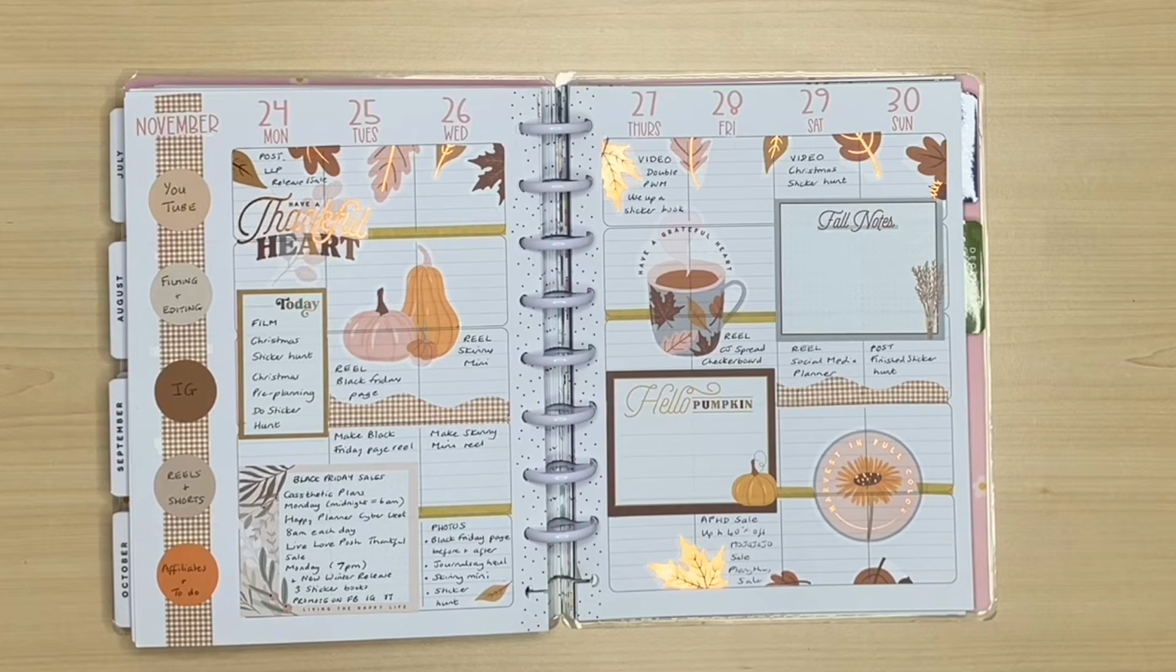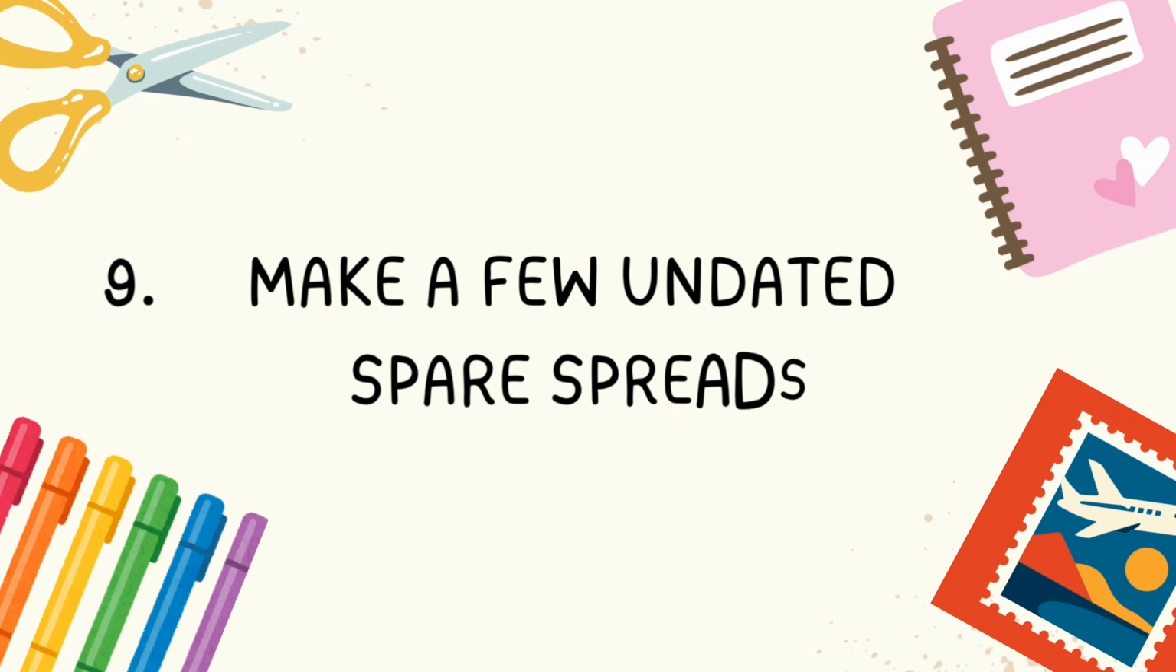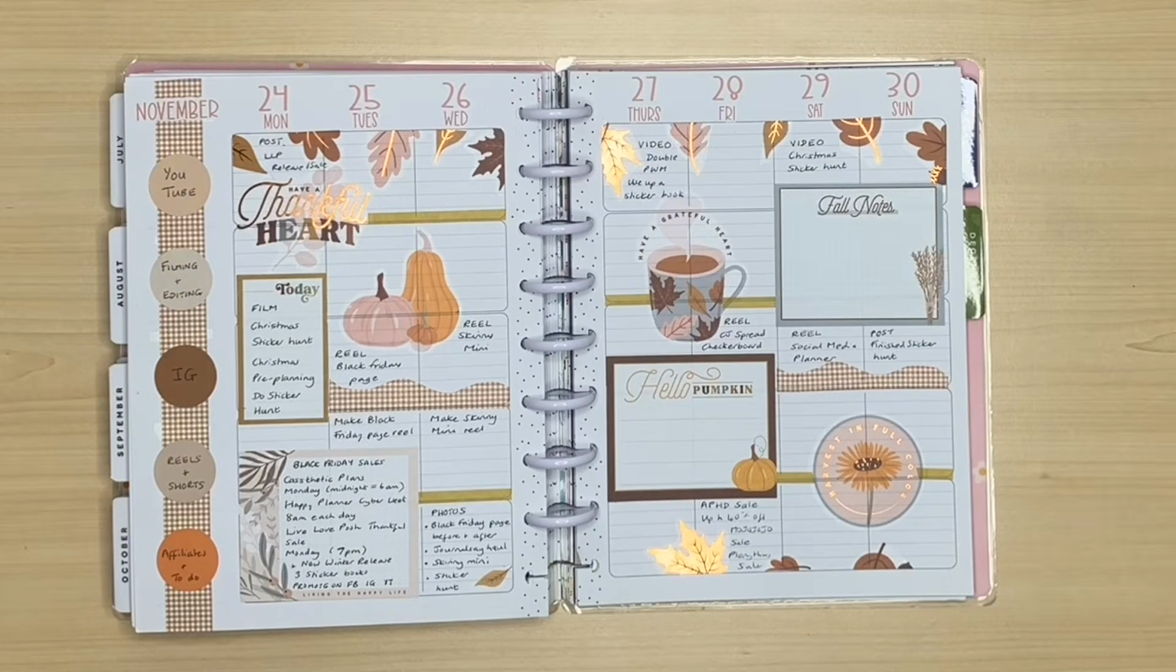So tip number 9 is to make yourself some spare planner spreads, either using some old planner pages or some filler paper that you can use at those busy times.